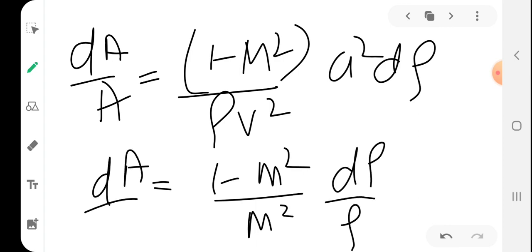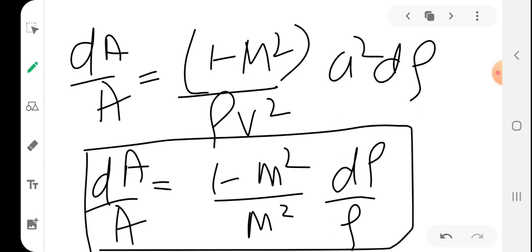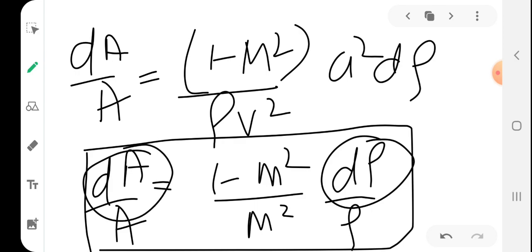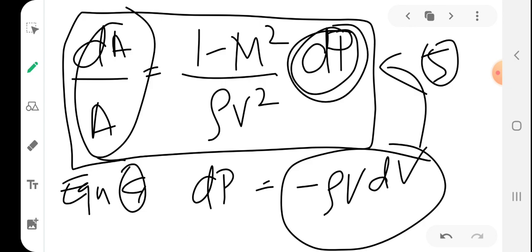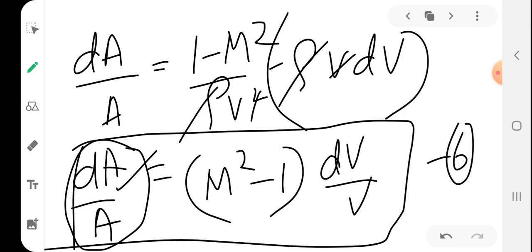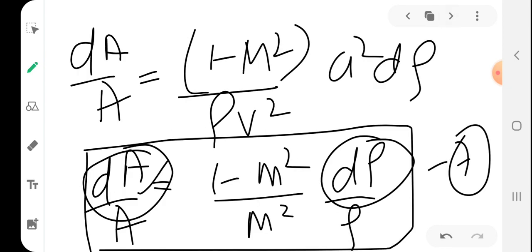So students, this equation relates dA with d rho, the change in area with the change in density. So we have got three equations: one relating dp with dA, one relating dA with dv, and one relating dA with d rho. These are the various equations relating change in pressure, change in velocity, and change in density with the change in area.